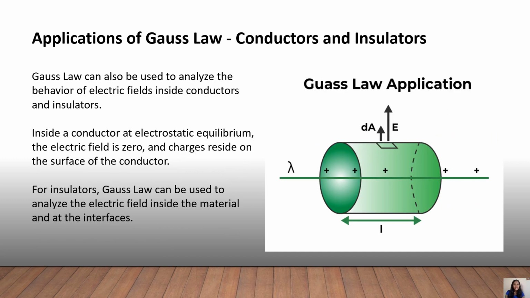And the next is the application of Gauss law to conductors and insulators. Gauss law can also be used to analyze the behavior of electric fields inside conductors and insulators. Inside a conductor at electrostatic equilibrium, the electric field is zero and charges reside on the surface of the conductor. For insulators, Gauss law can be used to analyze the electric field inside the material and at the interfaces.